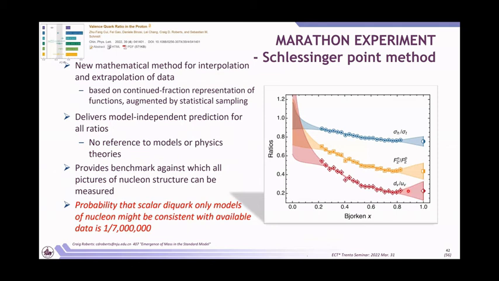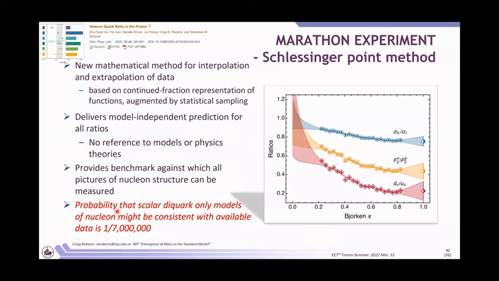This is just the information contained in the data. You can see this ratio d_v over u_v in the proton is 0.25, shall we say, and there's an uncertainty band. The scalar diquark-only picture lies way down here. Taking into account the statement about what standard deviations mean, the difference between 0 and 0.22 corresponds to a probability that a scalar diquark model might be viable of just 1 in 7 million. So this is the objective content of the MARATHON data.